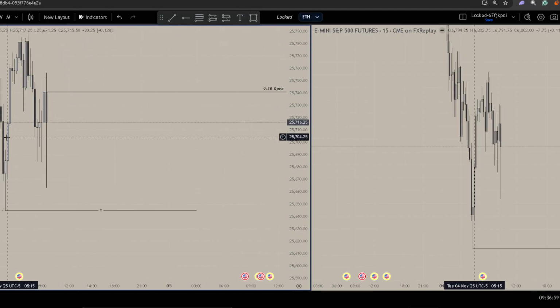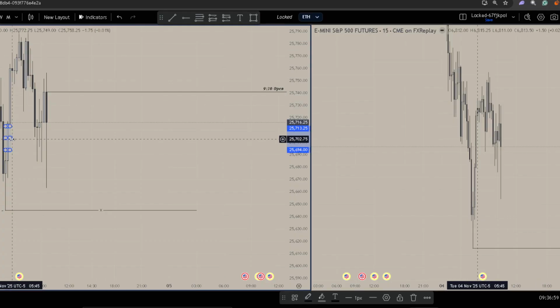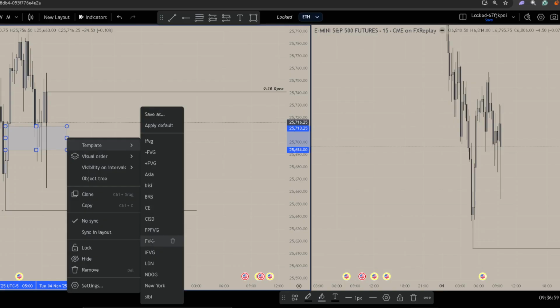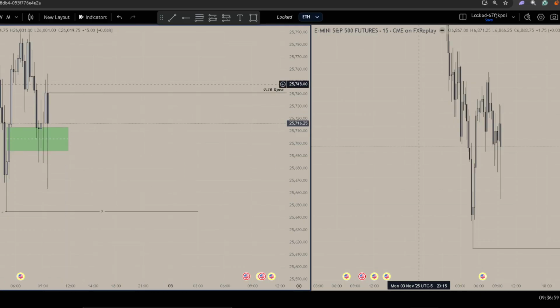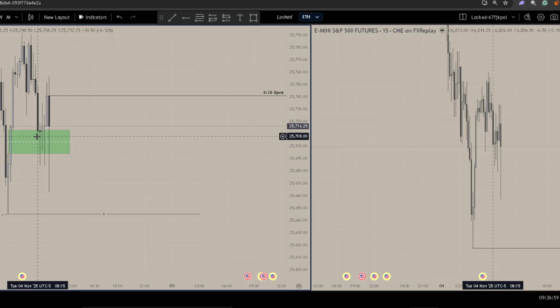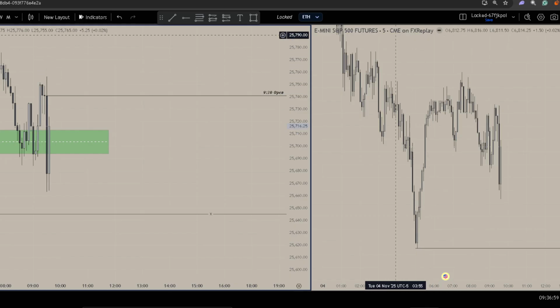This 15-minute is holding up, I ain't gonna lie. And we have this BPR, so balanced price range. Hold on, like, boom, skis. All right, drop down lower. Anything else?